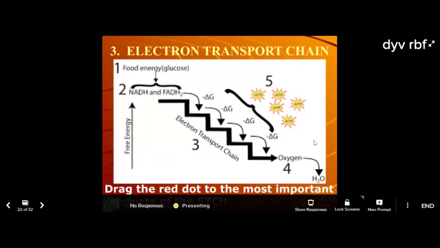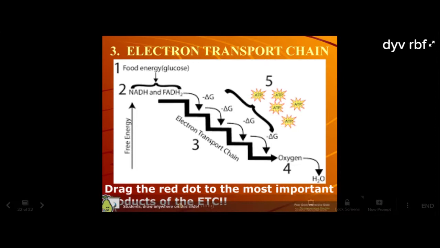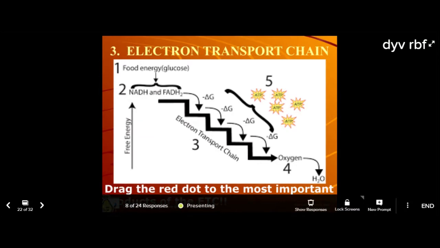All right, now drag a red dot to the most important products of the ETC. It always blocks it on my screen when I'm presenting, so I gotta let it stop for a second. What is the most important thing that is made out of this? Think in terms of what's going to be the most useful thing for the cell.